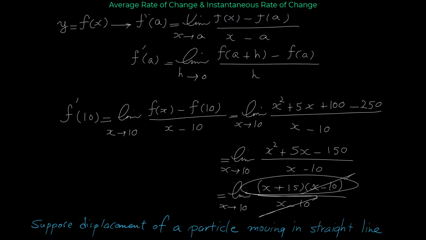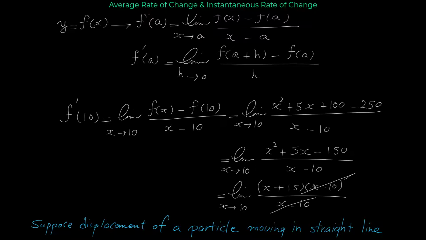We are looking for two numbers whose product is negative 150. The sum of those numbers is 5, and I guess that those numbers should be 15 and negative 10. If you want to get more familiar with finding these types of limits, watch my videos about finding limits using factoring methods.